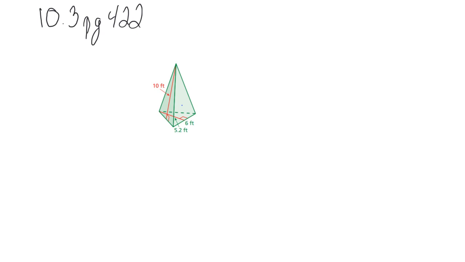Okay, so you should have had 105.6 feet squared. And I'll show you how we could have gotten there. So you're going to start with your base, which is a triangle. So 1/2 times the base of the triangle is 6 feet, times the height of the triangle, which is 5.2, which would have given you 15.6.